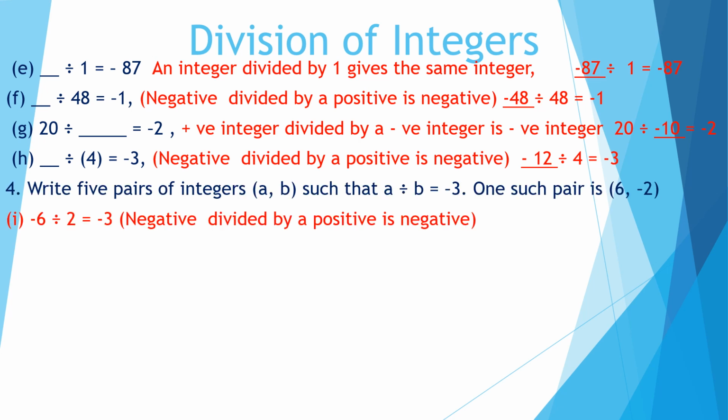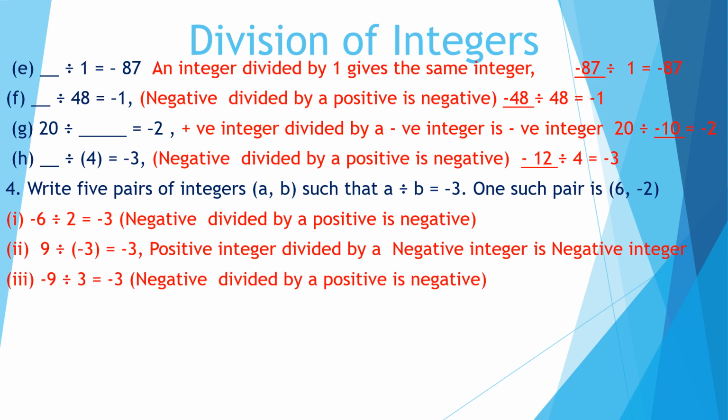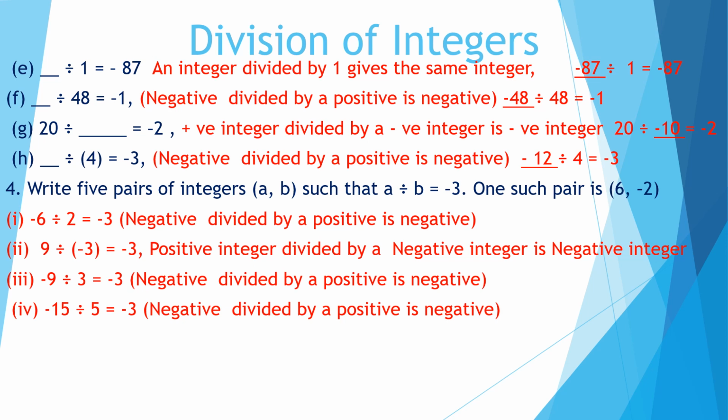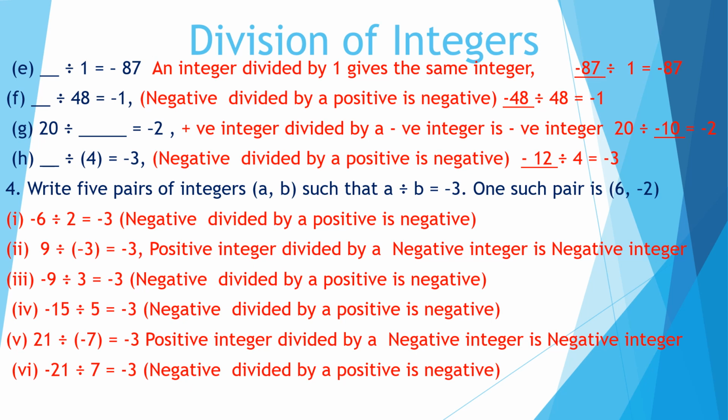Now we write 5 pairs of integers such that a divided by b is equal to minus 3. Now let's write minus 6 divided by 2 is equal to minus 3. 9 divided by minus 3 is equal to minus 3. Minus 9 divided by 3 is equal to minus 3. And minus 15 divided by 5 is equal to negative 3. 21 divided by minus 7 is equal to minus 3. And minus 21 divided by 7 is equal to minus 3.